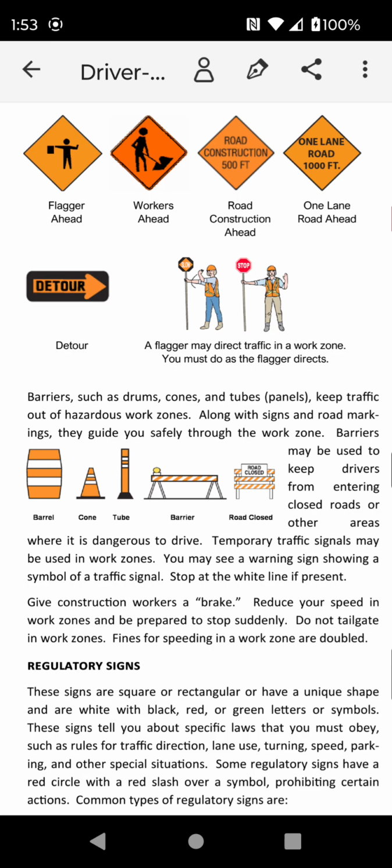These will be the signs that you will see. Flagger ahead with a little guy holding his hand out. Workers ahead, guys digging. Road construction 500 feet away. 1 lane road 1,000 feet. That'll be the 1,000 feet ahead or 1,000 feet of, I'm not sure. And you got your detour sign and then you got your little flagger dude, right? Or chick, whoever this is, I can't tell.